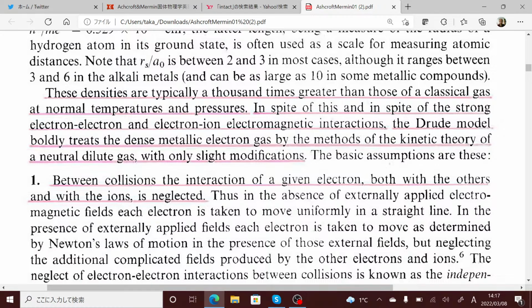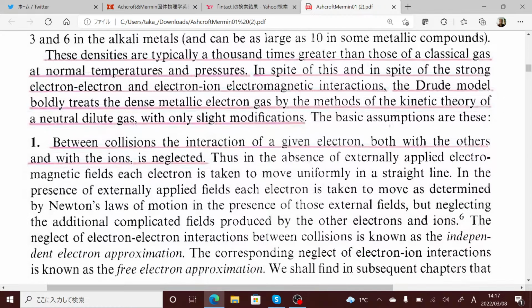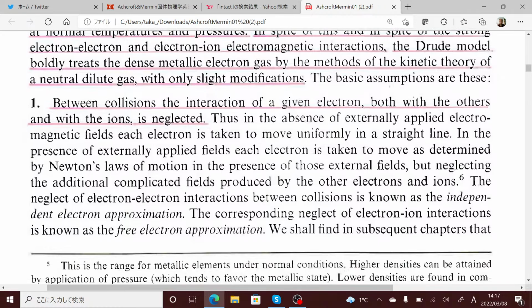The basic assumptions are these. Number 1. Between collisions, the interaction of a given electron both with the others and with the ions is neglected.